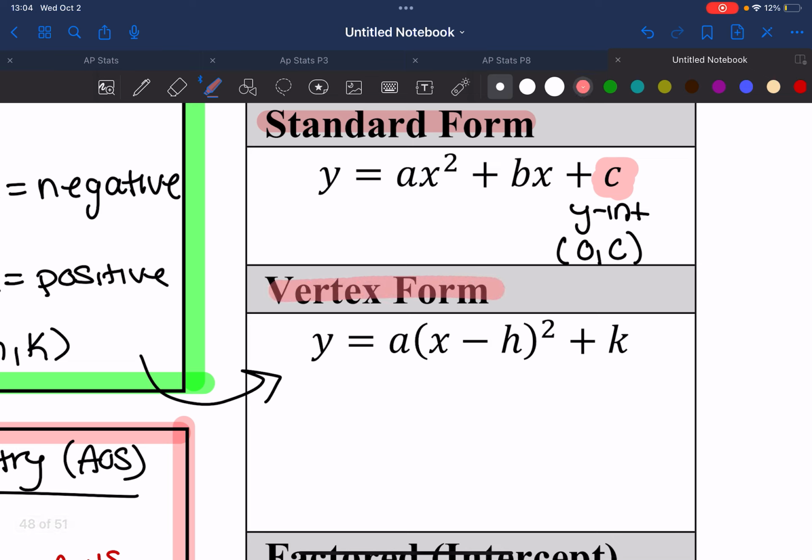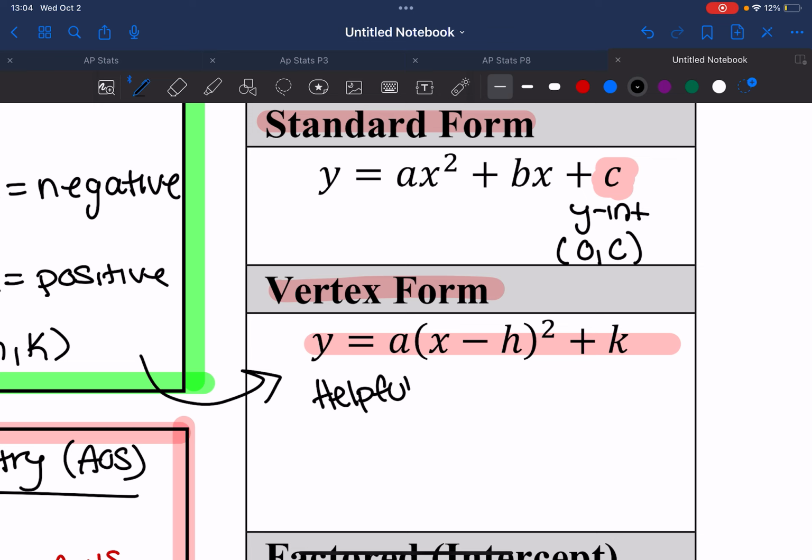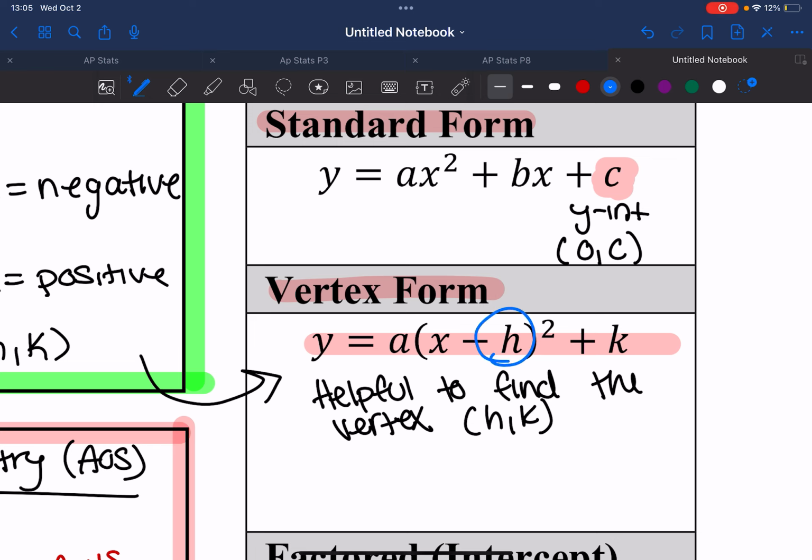Then we have vertex form. We use this to find the vertex, so this is helpful to find the vertex. And when we are finding our vertex (h, k), we can't just take whatever this h value is here. We have to take the opposite sign. So if this says -5, then our h value is 5. If this said +5, then our h value is -5.